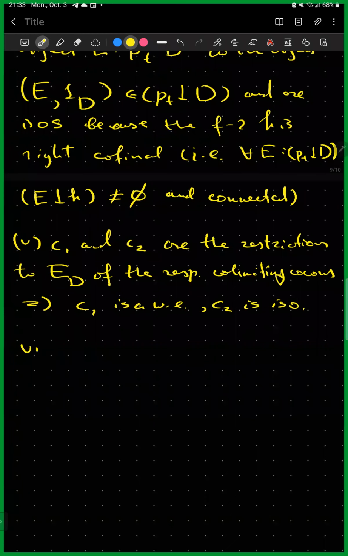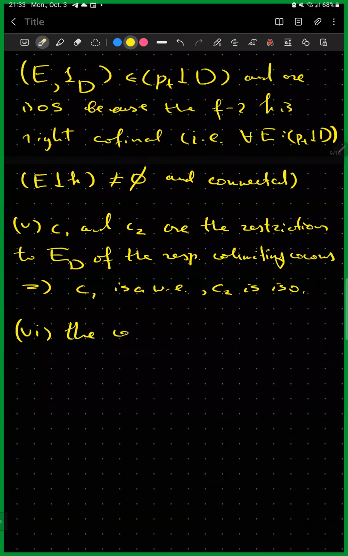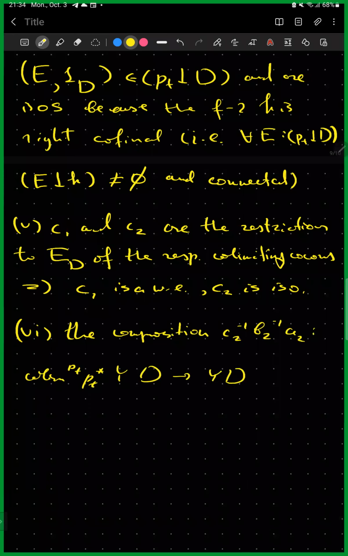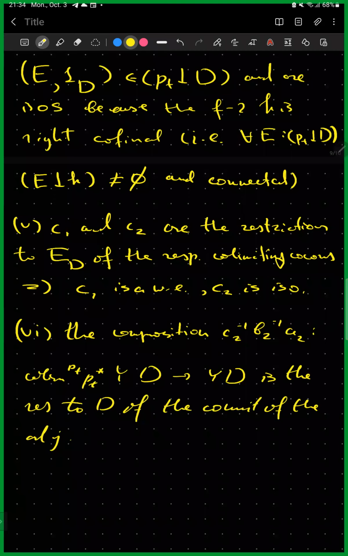And finally, we can deduce that the composition C2 minus 1, E2 minus 1, which goes from colimit T upper star Y to YD, is the restriction to D of the counit of the adjunction PT from restricted diagrams to just diagrams.